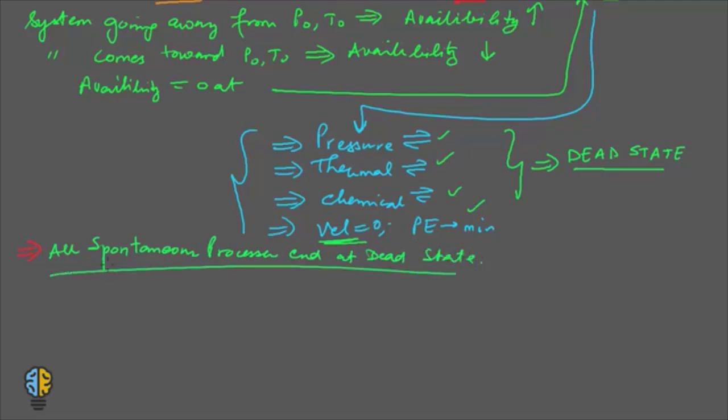This is a very important topic to understand, that is the definition and understanding of what a dead state is. Make sure you note down these conditions of existence of a dead state and the meaning of dead state. Now after dead state, let's talk about what is availability.